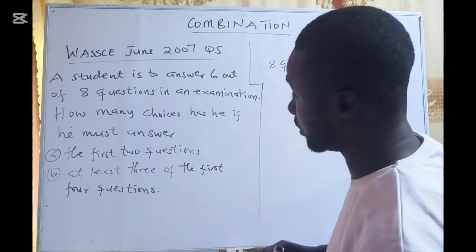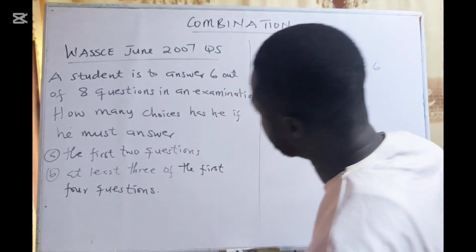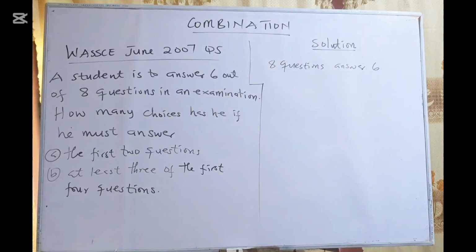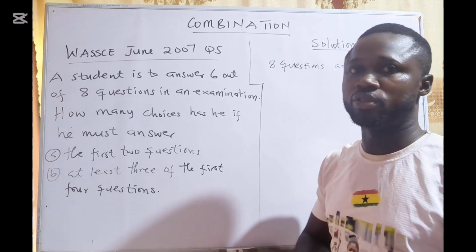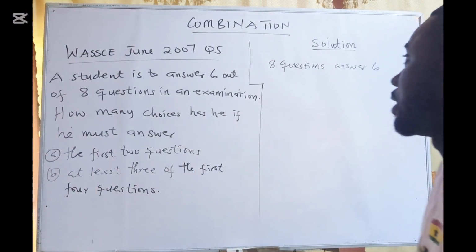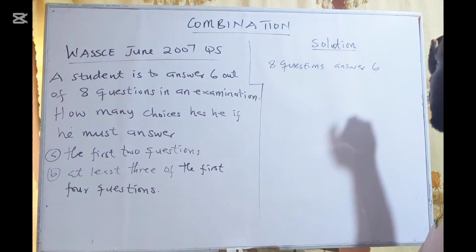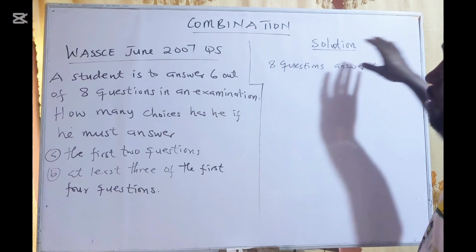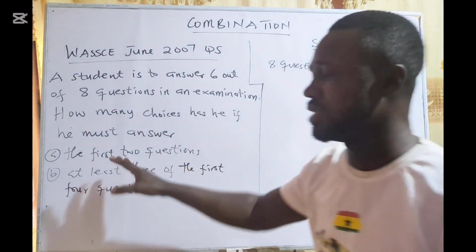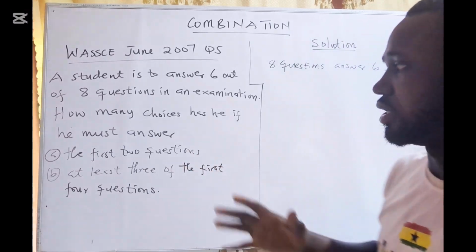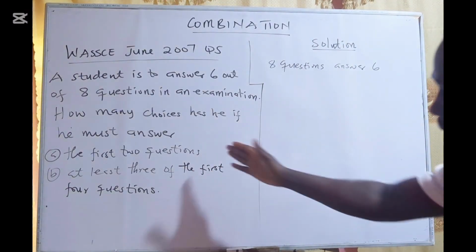8 questions, answer 6. Okay. So if here there was no restriction to how he is going to answer the question, then that would have been 8 combination 6. 8 questions, he is supposed to pick 6, but there are some conditions here, so we have to look at the conditions that are playing out here.